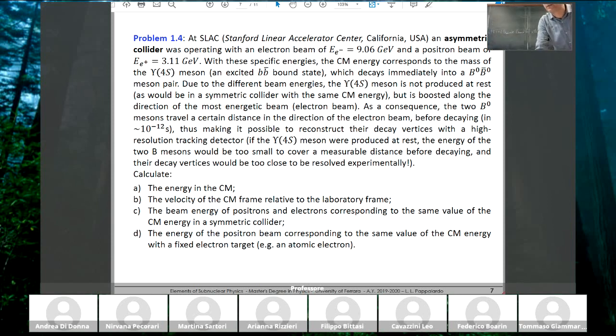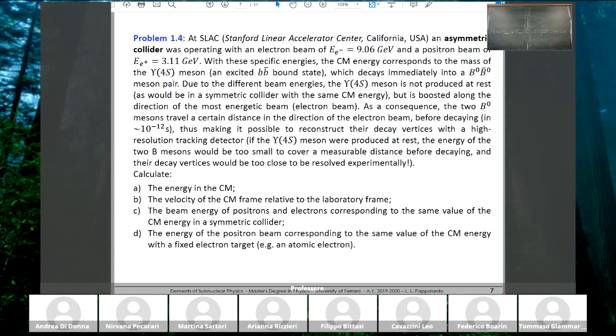So the last question is the energy of the positron beam corresponding to the same value of the center of mass energy, but now with a fixed target electron, so suppose an atomic electron. Of course, an atomic electron is never at rest, but here we can neglect its kinetic energy compared to the energy we have here. So we're talking about 10^-9 something kg. So we can assume with a very good precision that the atomic electron is at rest in this context.